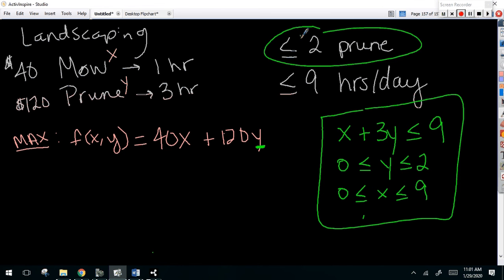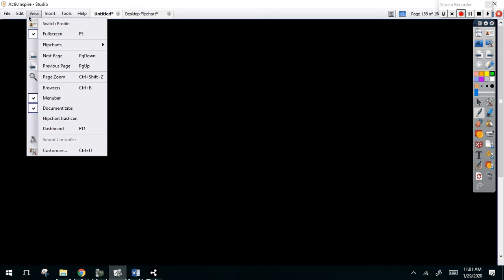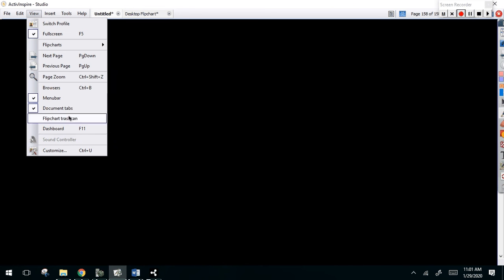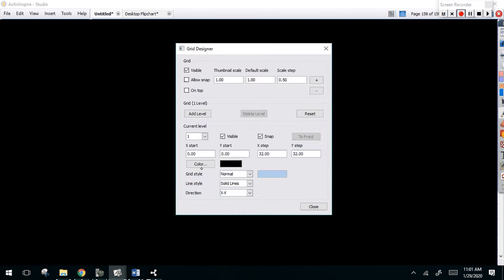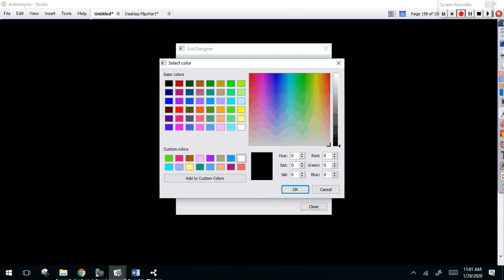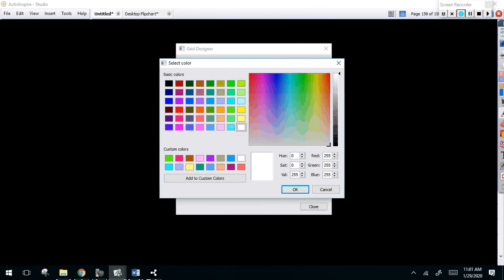All right. Let me set my graph up here. First quadrant, I'm just going to stay in the first quadrant because my X and my Y are both bigger than 0. I'm going to go white this time, I think.